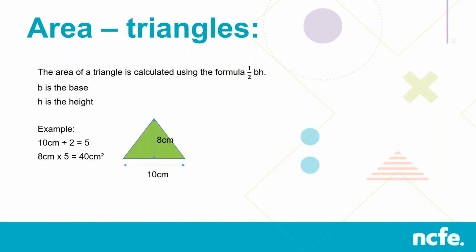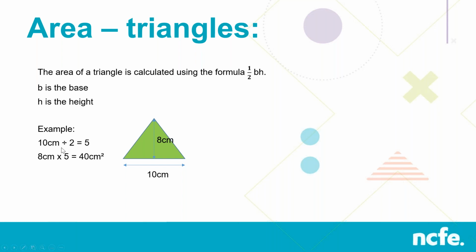The area of a triangle is calculated using the formula a half b h, with b being the base and h being the height. So this means you need to divide the base b of the triangle by 2 and then multiply by the height h of the triangle. Or alternatively, you could multiply the base by the height and then divide the whole answer by 2.